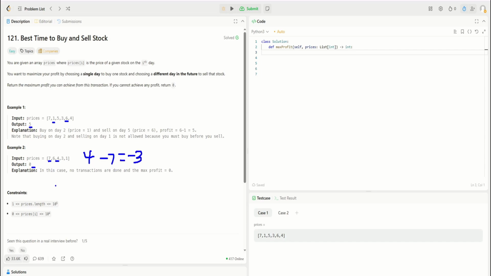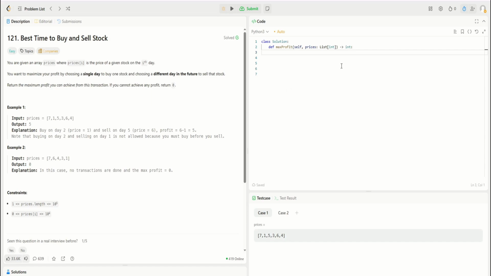Let's look over another example. Suppose we have prices like 2, 12, 4, and 3. Clearly, we should return 10 because 10 equals 12, which is here, minus 2, which is here. Okay, so here is the question and let's get started.